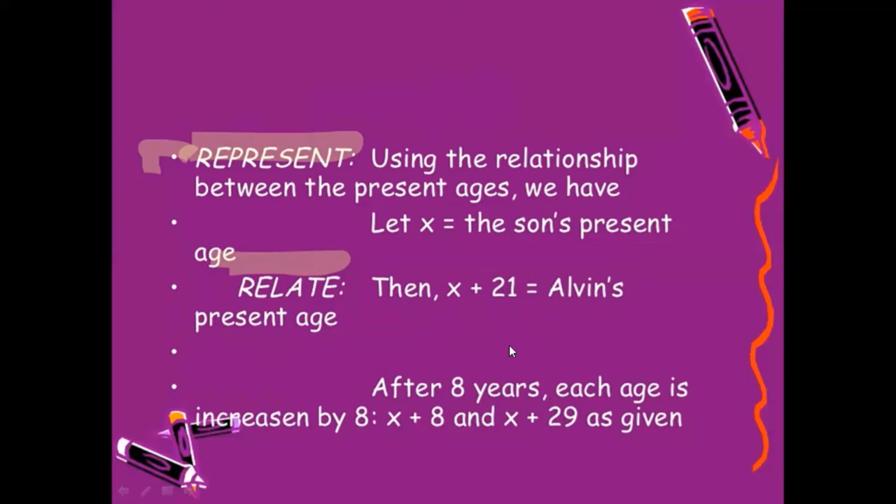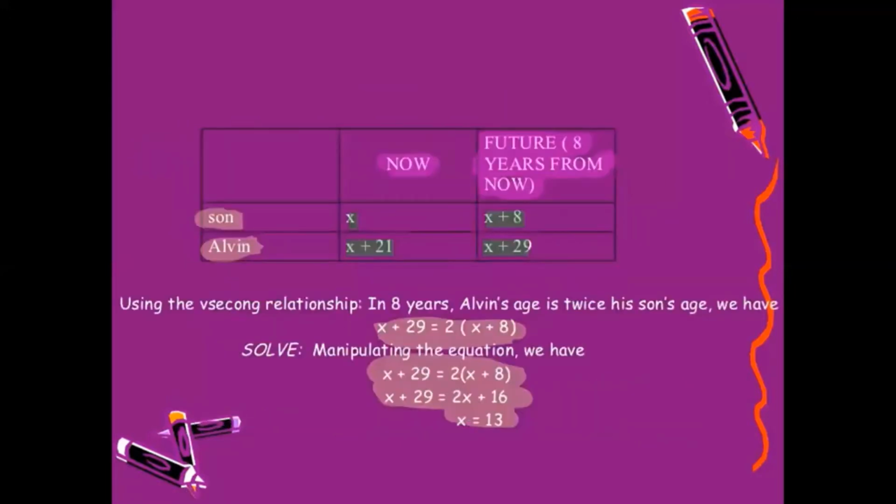We are looking for that. If we can find out the value of x, it's a simple mathematics in the sense that we can add or multiply or whatsoever you will have to do, we will get the answer. Okay, now let's see. As we were talking about the table, just to get a clear view of the problem, the son is x now, and the next column is the future, 8 years from now.